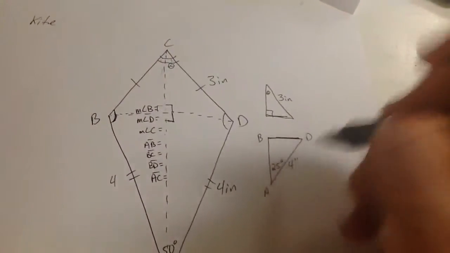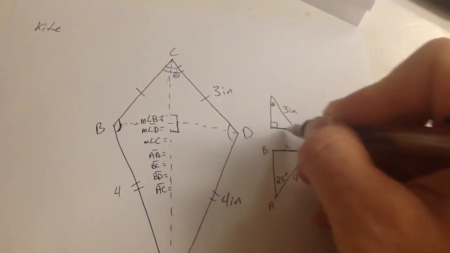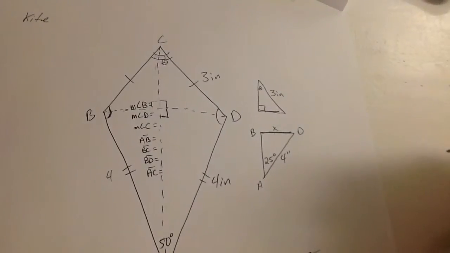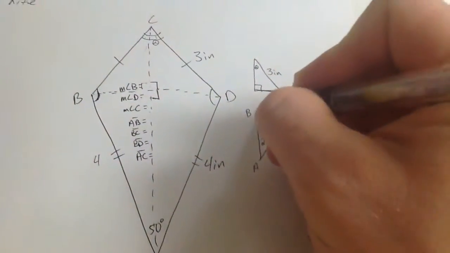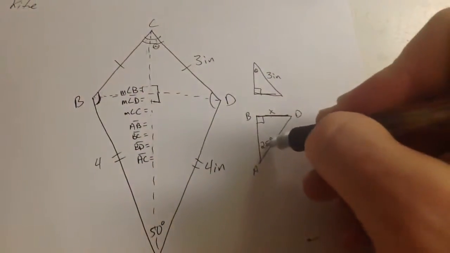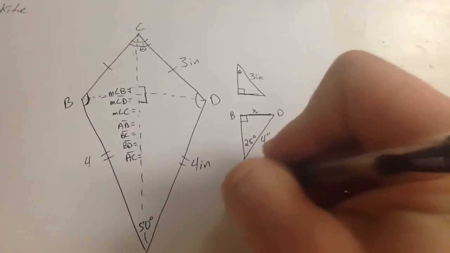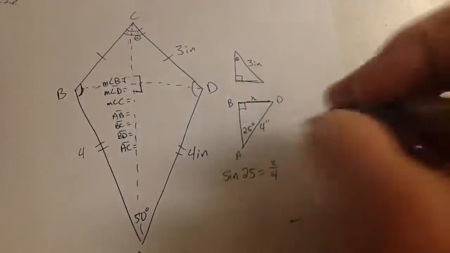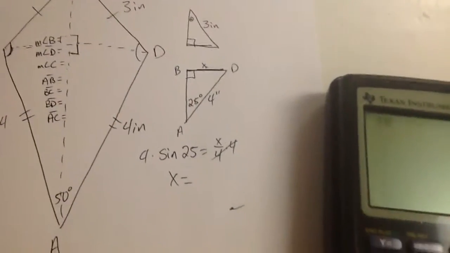So if I can use this triangle to figure out this side, then I'll know this side and I'll be able to figure out this angle. So right here, you should be able to solve for x pretty easily. You got a right triangle. Start with your angle. Hey, that's opposite and hypotenuse. So I can do the sine of 25 equals opposite over hypotenuse. Boom, multiply by 4 and I got x. Let's see, 4 times the sine of 25. I need a calculator.